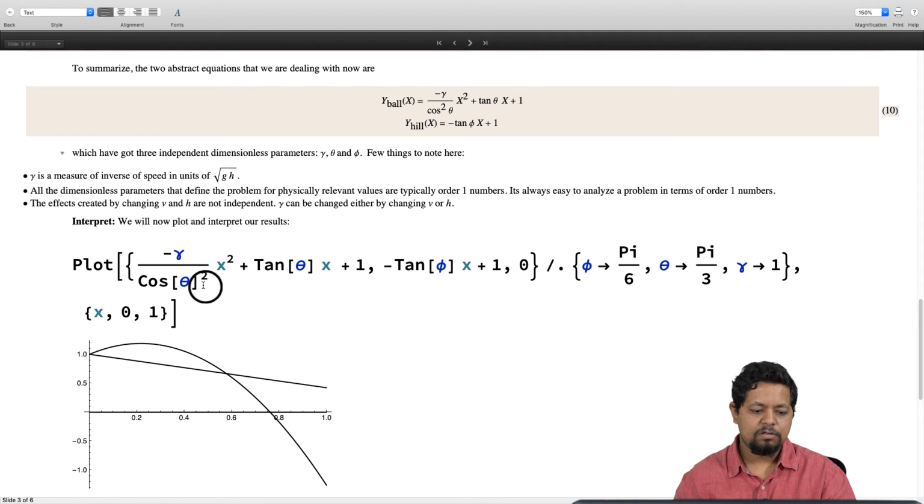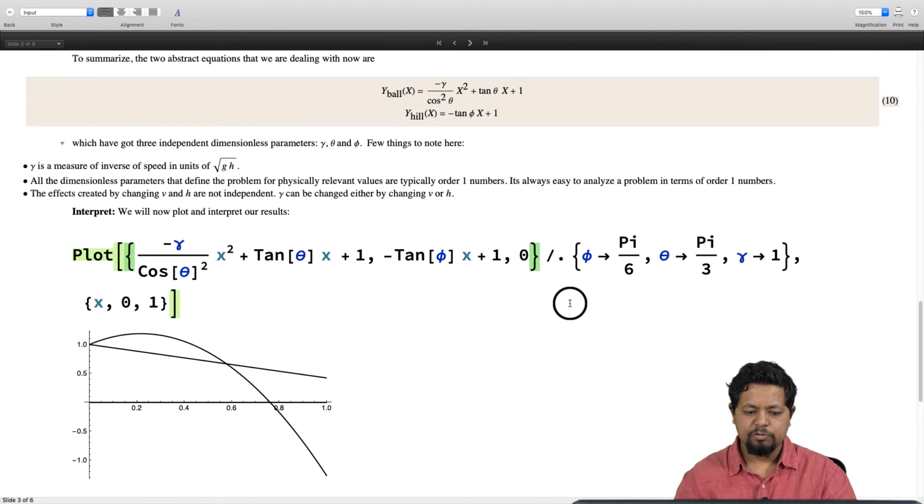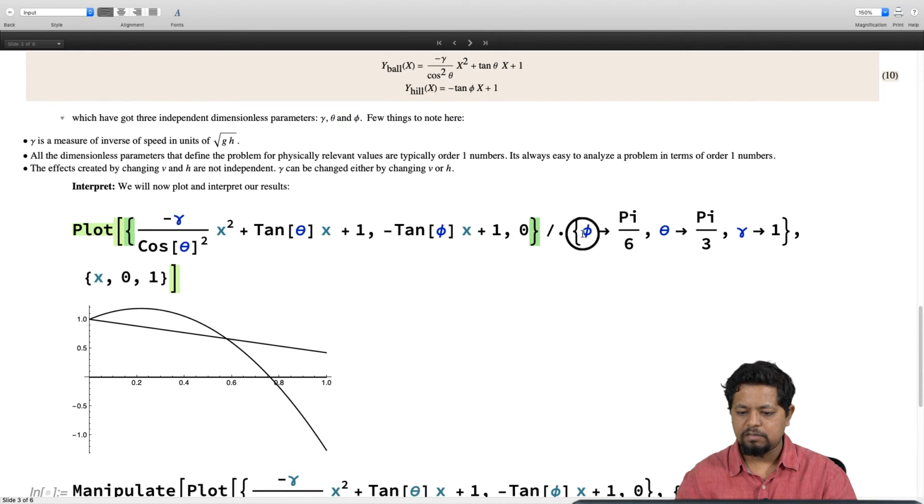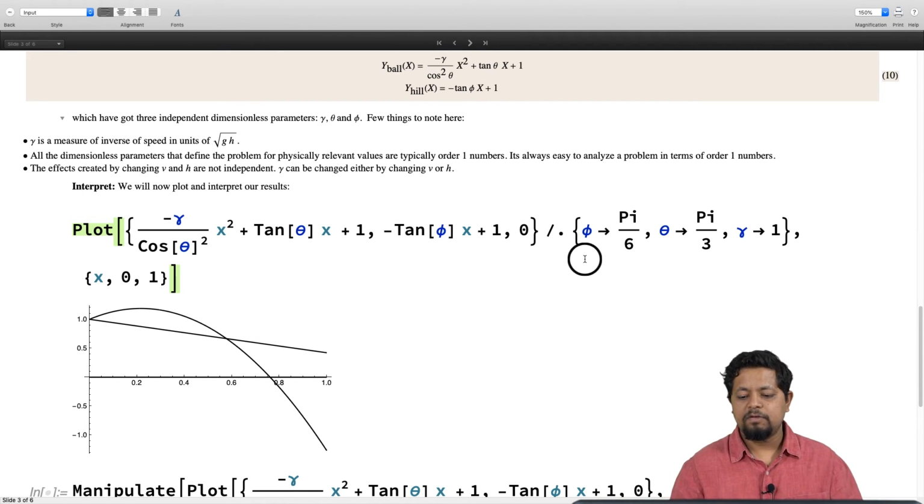So I make a plot for this equation for y ball and for y hill and the ground level, which is y equal to 0, that is the x axis, and I choose some values of the parameters phi and theta. I set phi equal to pi by 6 and theta equal to pi by 3, and I set gamma equal to 1. Remember that always the dimensionless parameters of the problem, once you non-dimensionalize, are always order 1 quantities.